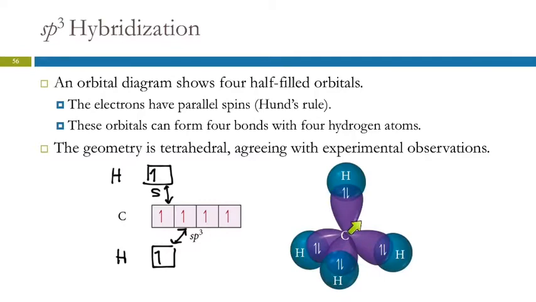So each of those 4 purple hybrid orbitals can overlap with a half-filled orbital from a hydrogen. And so we're going to get 4 hydrogens bonding to the carbon. And then the angles here are going to be 109.5, right? Because this is a tetrahedron. This agrees with our experimental observations. Any questions?